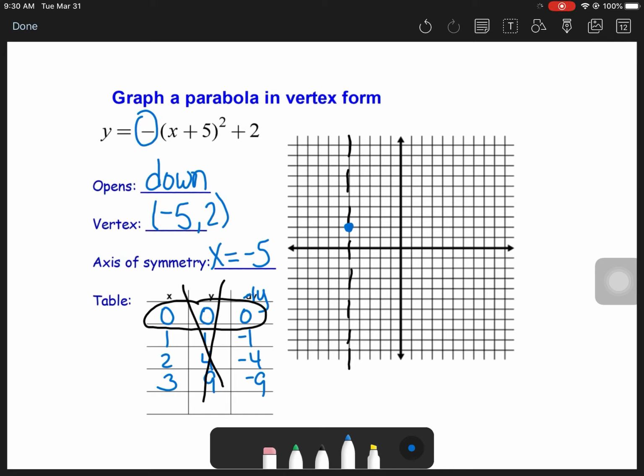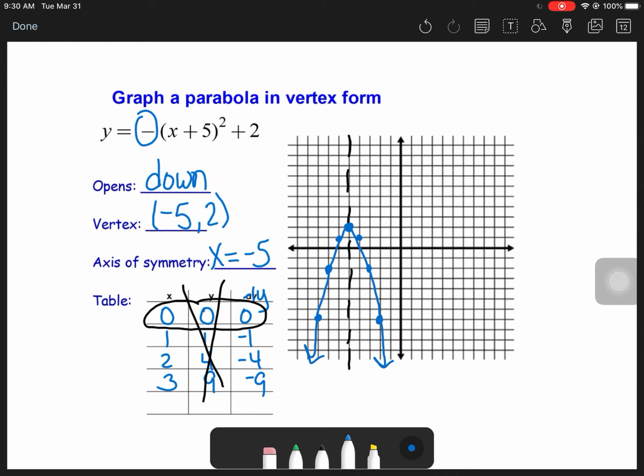Starting at our vertex, we're going to go 1 to the right and 1 down, then 2 to the right and 4 down, and then 3 to the right and 9 down. We'll reflect those points to the other side of our axis of symmetry. We'll draw in our parabola. And we've graphed in vertex form.